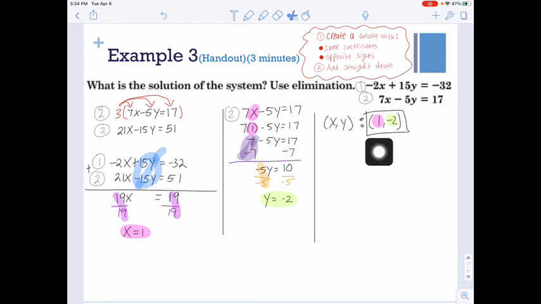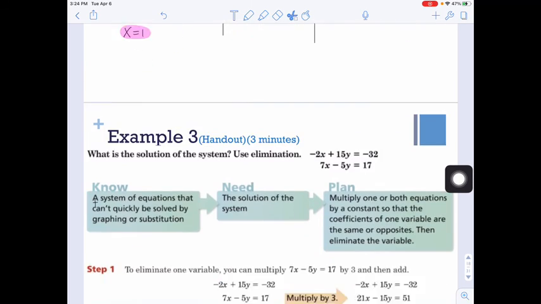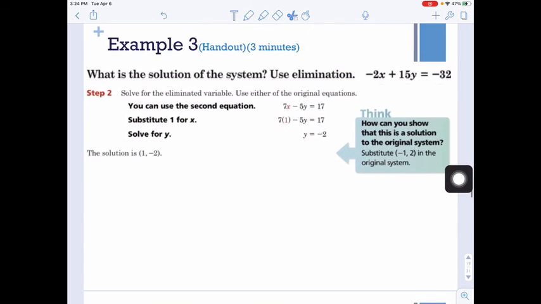As the previous slide states, it's always a good idea to plug these values back into your original equations to make sure that 1 and negative 2 do work for both equation 1 and equation 2. The work for this problem is written out on the next two slides.